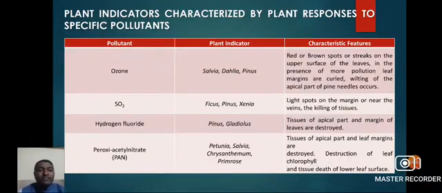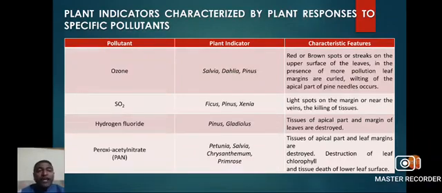if the pollutant is ozone, then you can identify that pollutant by seeing Salvia, Dahlia, Pinus showing red and brown spots or streaks on the upper surface of leaves, wilting in severe pollution. Then you can identify there is sulfur dioxide pollution by observing Ficus, Pinus, Zinnia for light spots on the margin or near the veins and the killing of tissues.